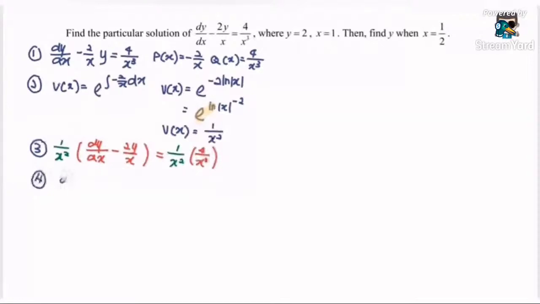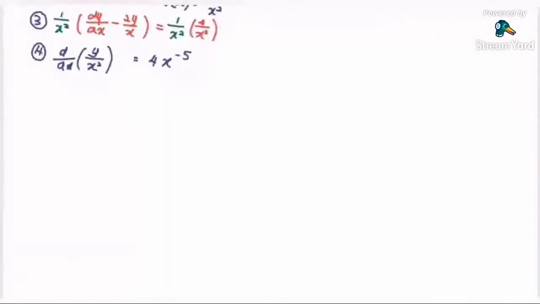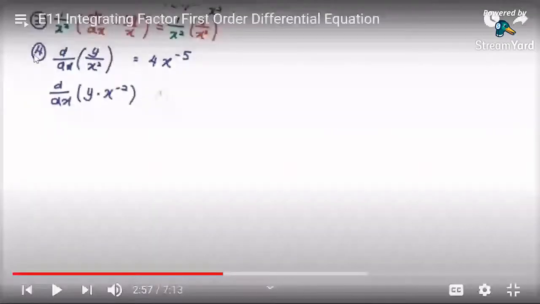Now I'm going to show the process of how we obtain from 3 to 4. By reversing the process, we are going to differentiate the function y multiply with x to the power negative 2 with respect to x. Kindly focus on the product rule. Here, please pay attention. From 3 to 4, many students ask, why is it like this? I use the reverse process.